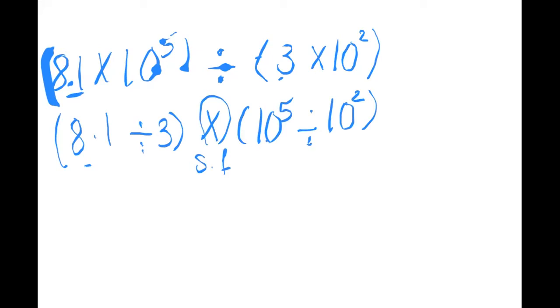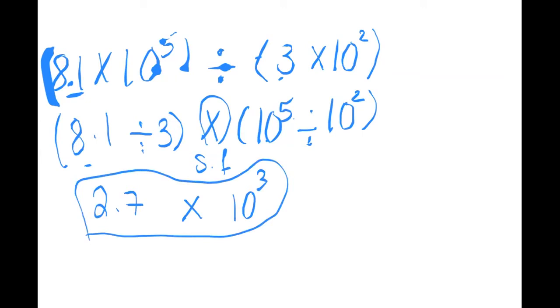I will do this on the calculator. So 8.1 divided by 3 will be 2.7. And here I have 10 power of 5 divided by 10 power of 2. As we learned before, in division we subtract the powers. So it will be 10 power of 3. So this is my answer. Okay, so we can take the numbers together and the tens together, then we carry out the divide operation for each one separately. Then I will write the answer. Okay, this is a way.